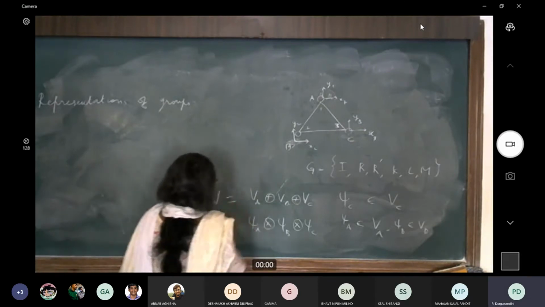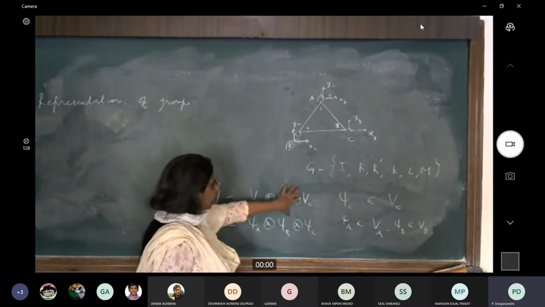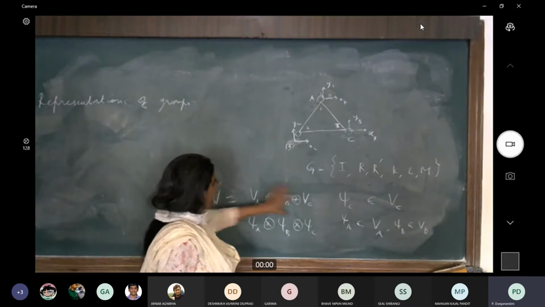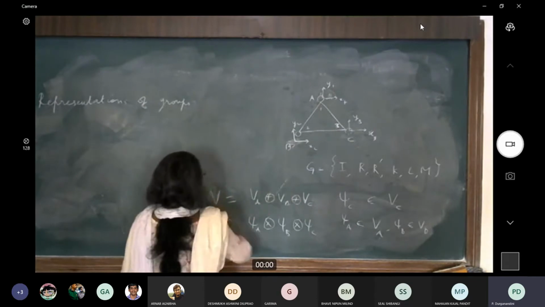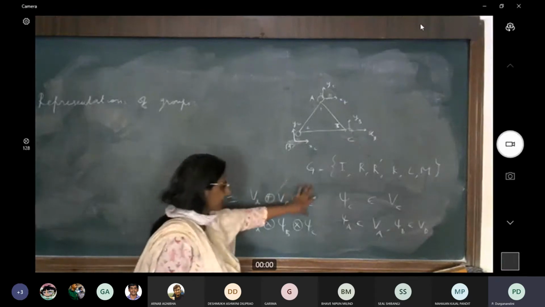Now I can also say that this wave function for this combined system must belong to the direct sum of these vector spaces. So if I ask you what is the dimension of this vector space, then the dimension will be the sum of the dimensions of each of these vector spaces.